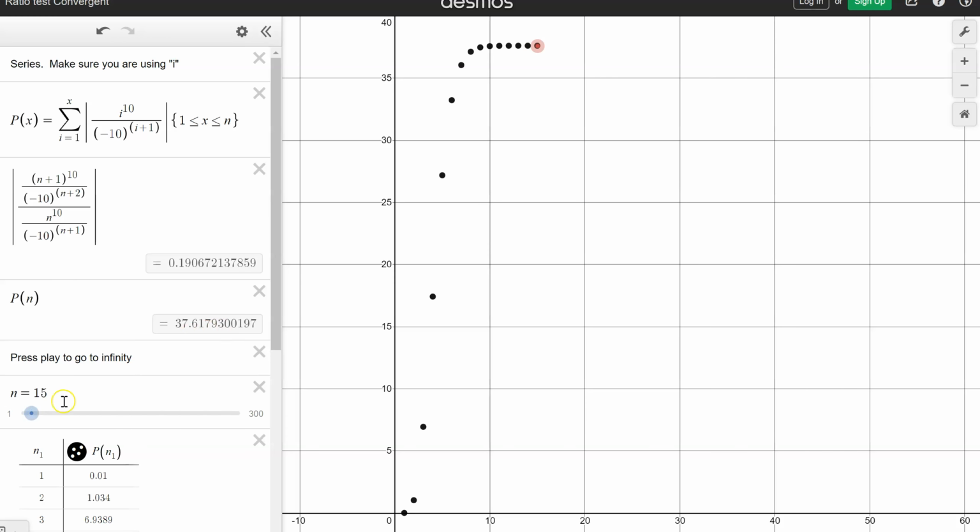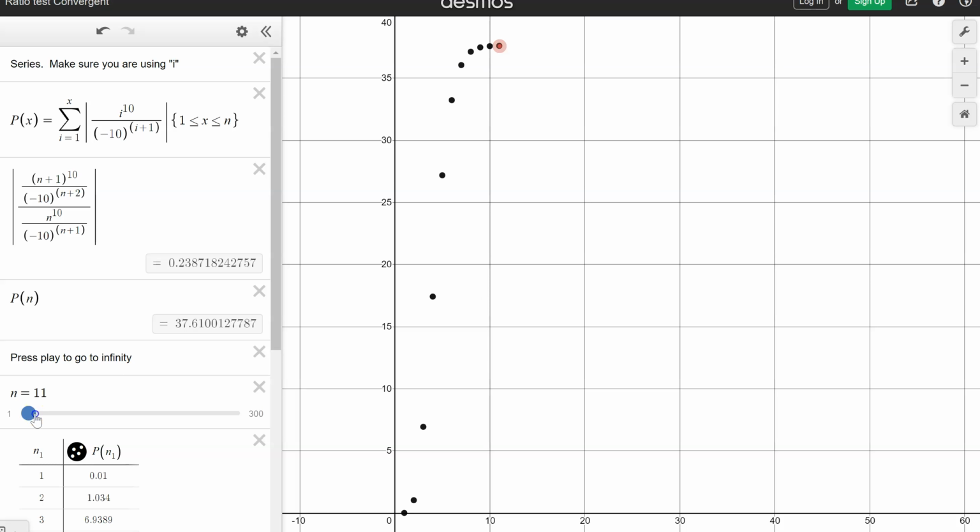So this is our S sub n. That is our series. So that's n equals 15, so that's S sub 15. And you can see how they're starting to shrink, and they're only changing here. You'll see how they start first changing here at the front.